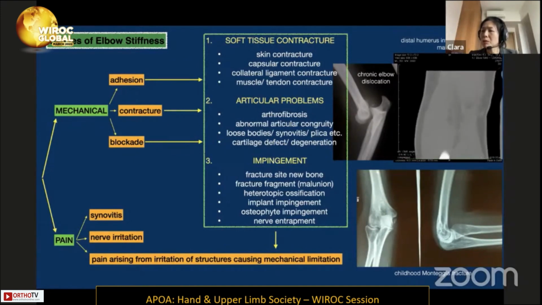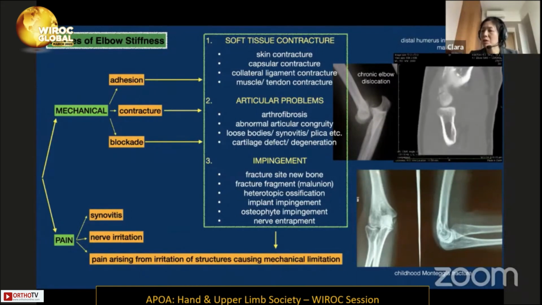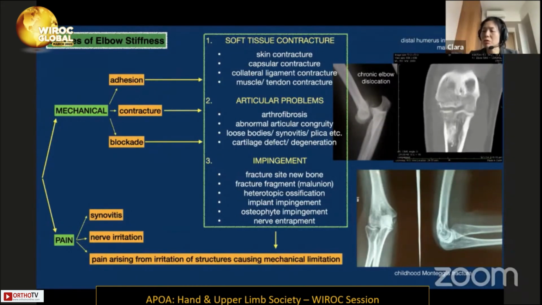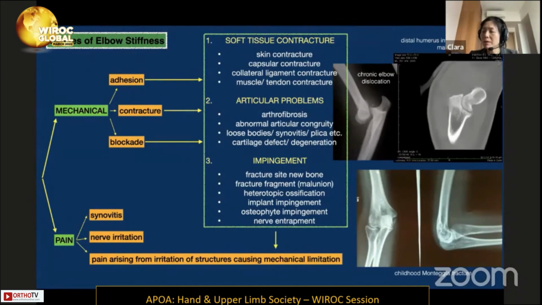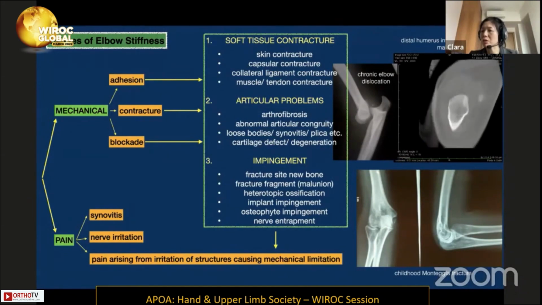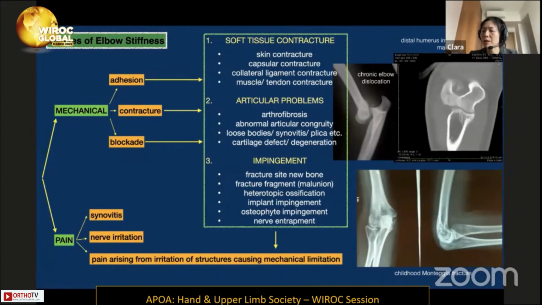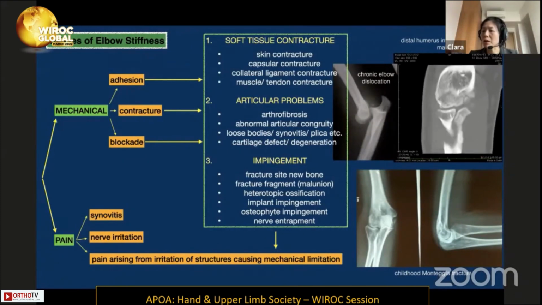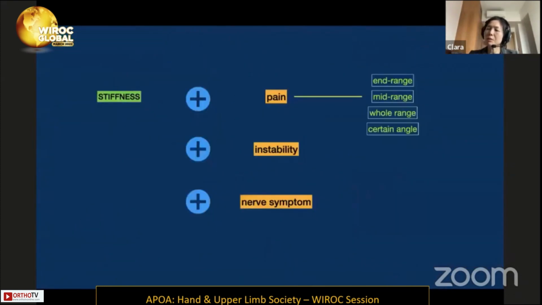For pain, it can be due to synovitis with inflammatory pain, nerve irritation resulting in neuropathic pain, or even chronic regional pain syndrome, or pain arising from the irritation of the contracted tissue, or pain arising from the impinging onto the blocking structures. Sometimes stiffness is the only concern of a patient.